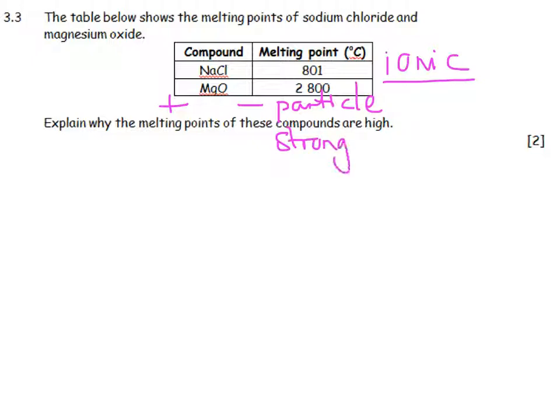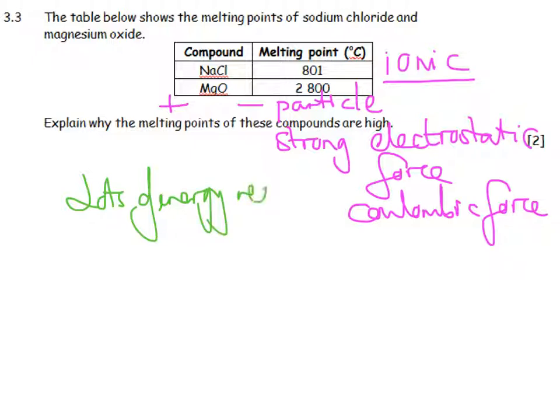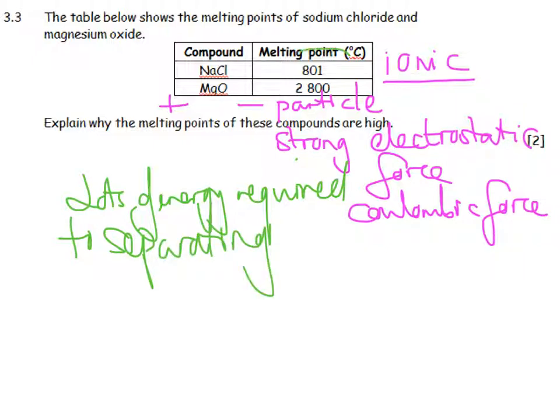And you either need to use the word electrostatic force or coulombic force. Both of them mean the same thing, which is attraction between positive and negative. If you've got a strong electrostatic force, you're going to need a lot of energy in order to break it. So you're going to say lots of energy required to separate lattice. Separating the lattice means you've now got a liquid, which is melting, and that's lots of energy over there.